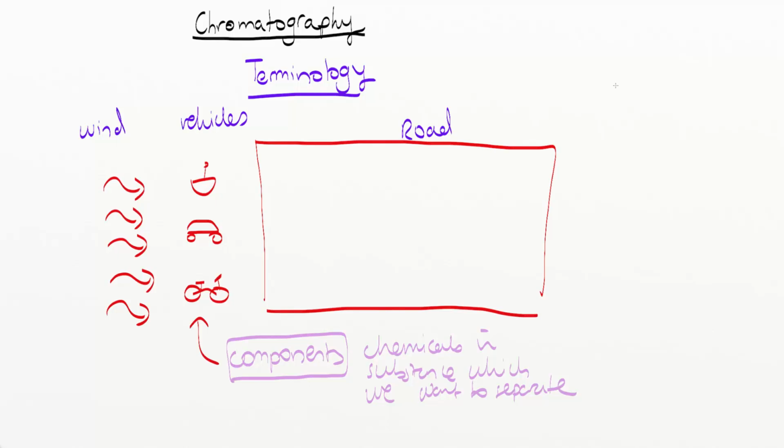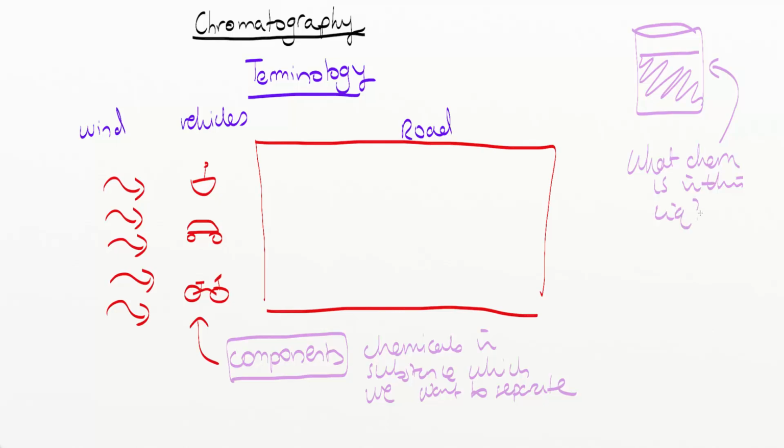Okay, so we might start off our investigation with a jar of unknown liquid. And we might ask ourselves, well, I want to know how many different chemicals are there in this liquid. Or I might ask myself, what chemicals are in this liquid? And then if I did that, the individual chemicals that were in the liquid would be called the components. The components would be the individual chemicals that make up this unknown liquid.